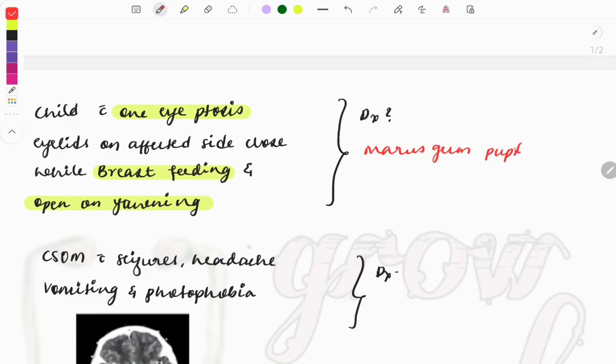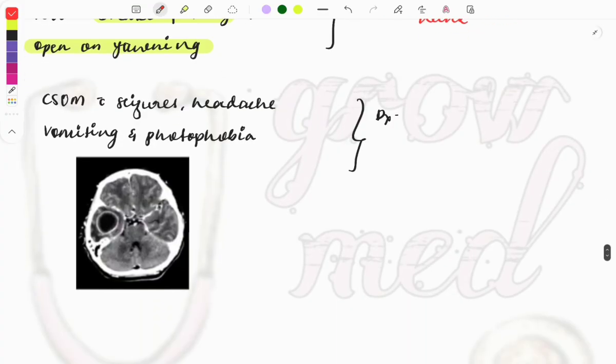Marcus Gunn jaw winking, not pupil, because there are some nerve fibers which are misoriented, and these fibers control the ptosis as well as the muscles of mastication. So that's why both functions start happening together, okay. So this is what this Marcus Gunn jaw winking is.